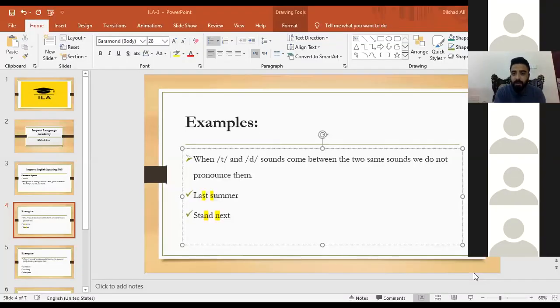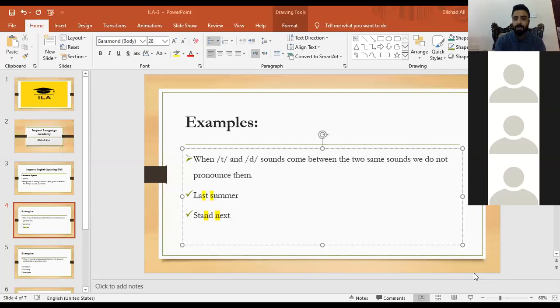So here is the example. Let's go for the first one. We have two words: last and summer. How do we pronounce them when they come together? Well, it will be last summer. Last summer. The T. Very good. Excellent.